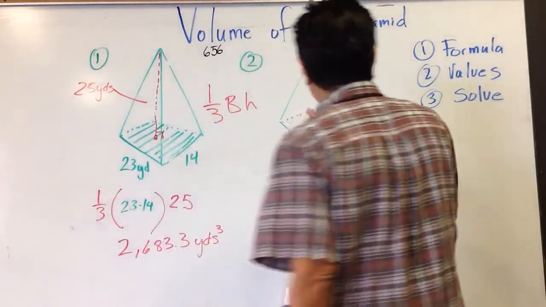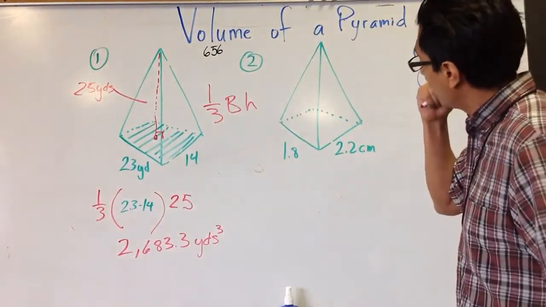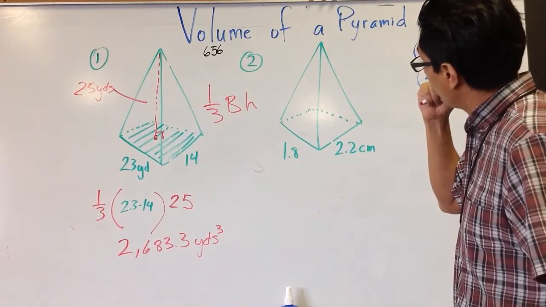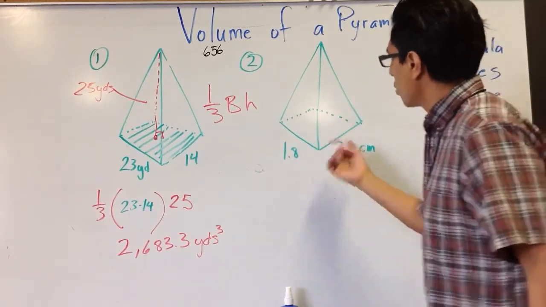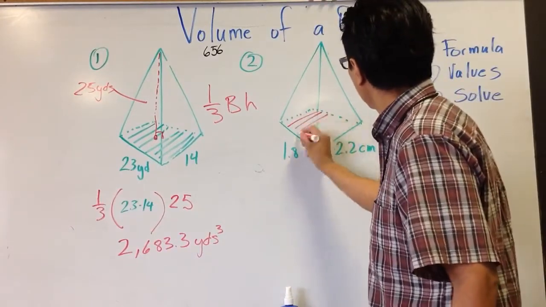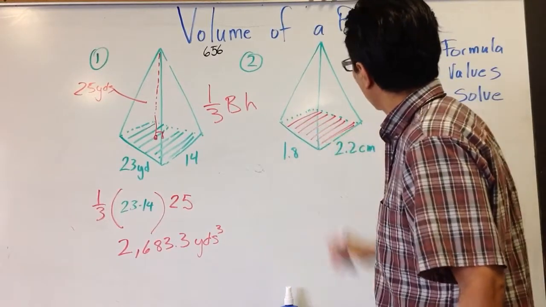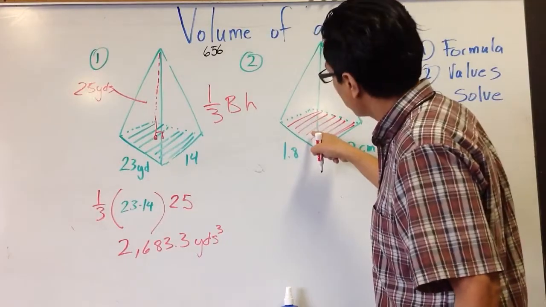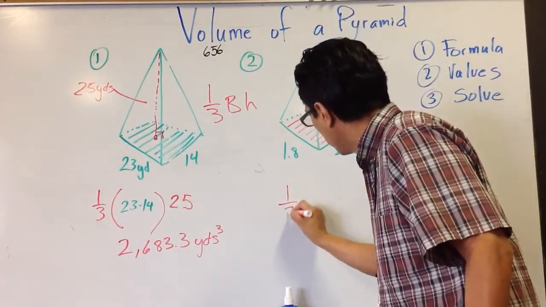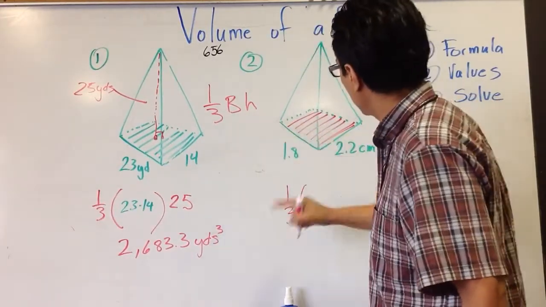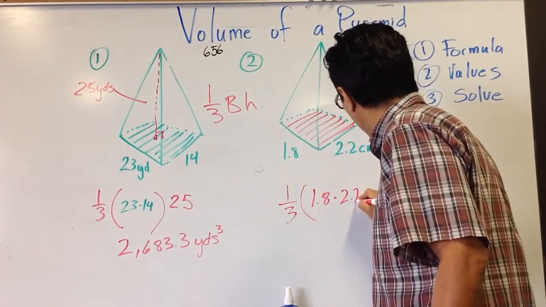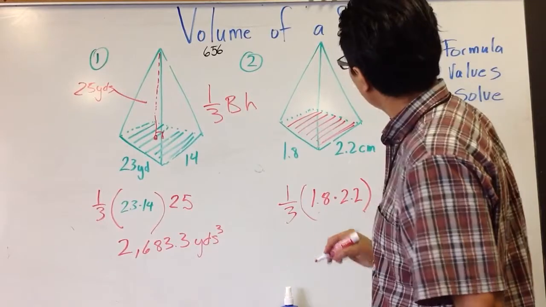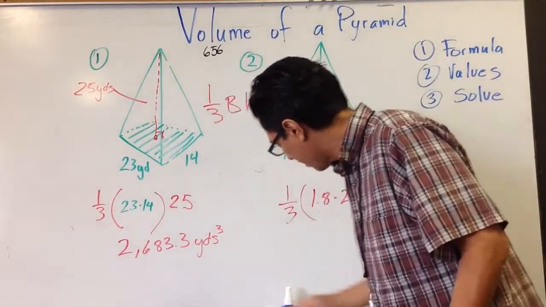Here's another rectangular prism, square. Yeah, I can see the length and the width aren't the same. So first step is what? We want to find the area of that base, right? So it's 1/3. The area of that base is big B, so that's 1.8 times 2.2 times what? Times its height. Well, what is its height?